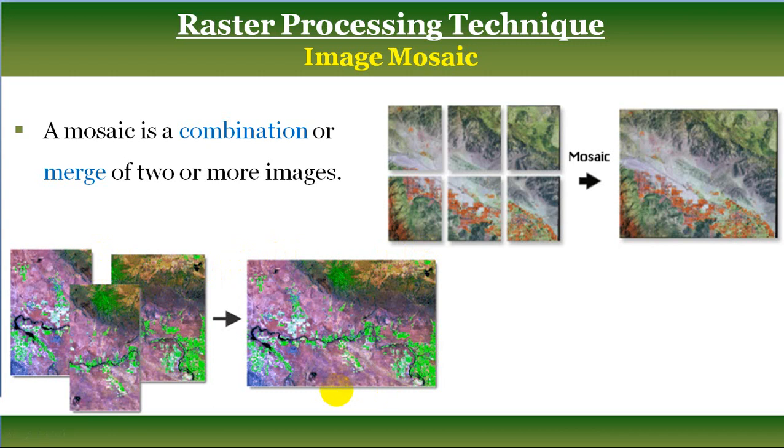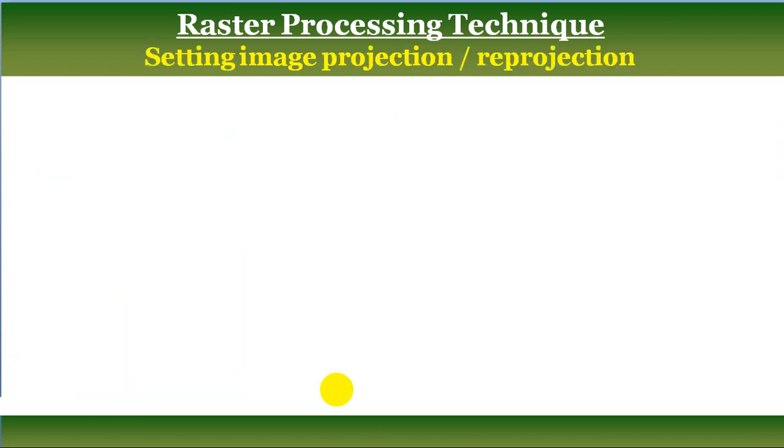So those are the common types of raster processing techniques we use to make your raster data ready for doing analysis: image subsetting, image mosaicing, image georeferencing, color separation, grayscaling, thresholding. Many more raster processing techniques are there. Another one is setting image projection or changing image projection from one to another.